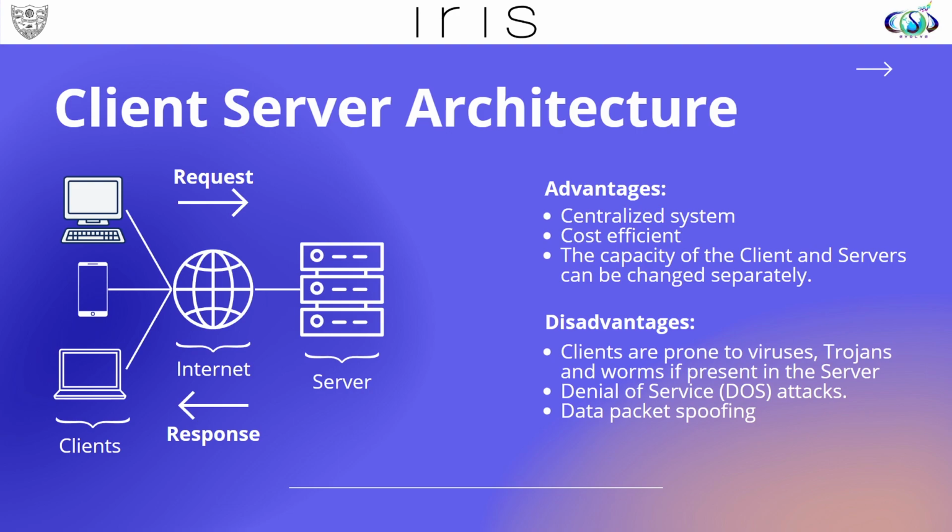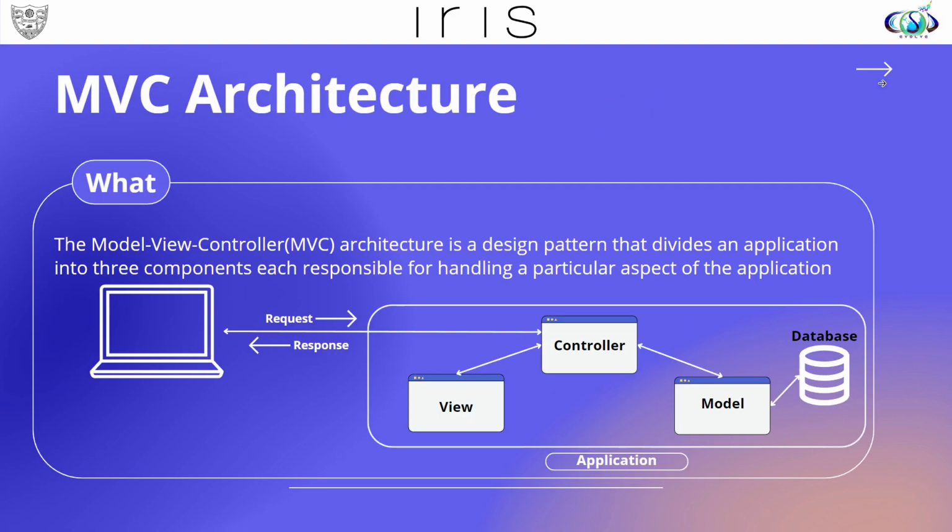Coming to the disadvantages, clients are prone to viruses, which may be present on the server. The server can be hacked and is prone to DOS attacks, as we saw in the case of AIIMS Delhi, where almost all of their servers were hacked. Data packets can be stolen or misdirected while transmission. This was a brief overview of the client-server architecture. Now we move on to the MVC architecture.